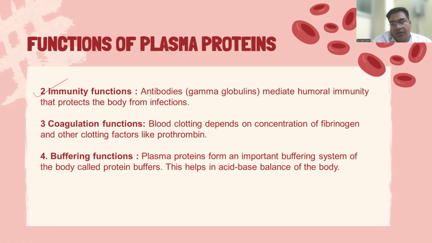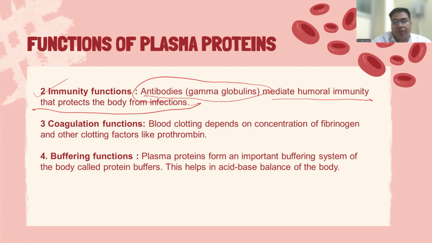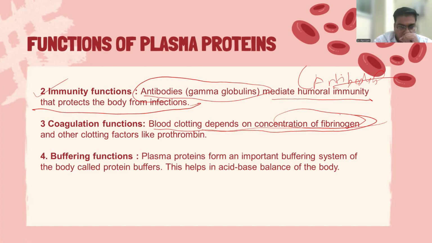Immunity functions are basically performed by gamma globulins or antibodies. They mediate humoral immunity that protects the body from infections. Coagulation functions. Blood clotting depends on the concentration of fibrinogen and other clotting factors like prothrombin.